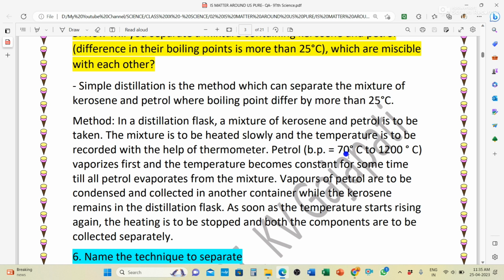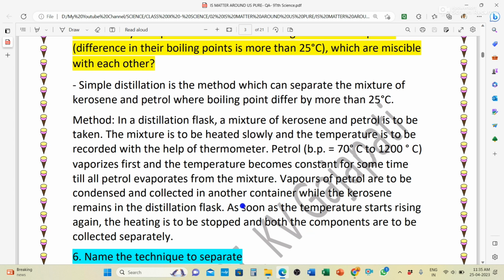Petrol, boiling point 70 degrees Celsius to 120 degrees Celsius, vaporizes fast and the temperature becomes constant for some time till all petrol evaporates from the mixture. Vapors of petrol are to be condensed and collected in another container while the kerosene remains in the distillation flask. As soon as the temperature starts rising again, the heating is to be stopped and both the components are to be collected separately.